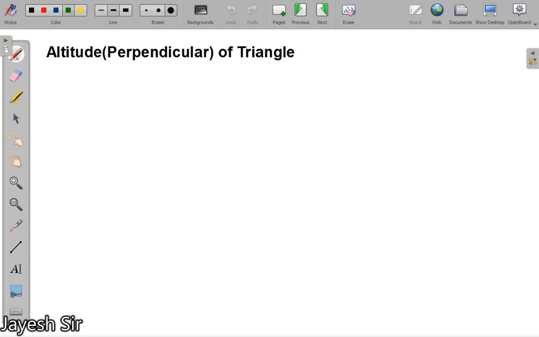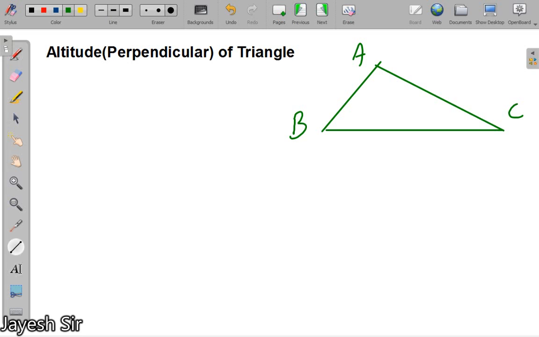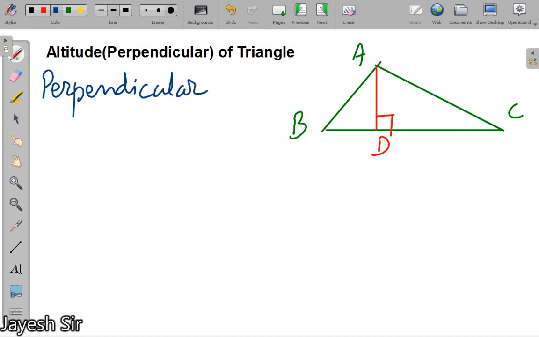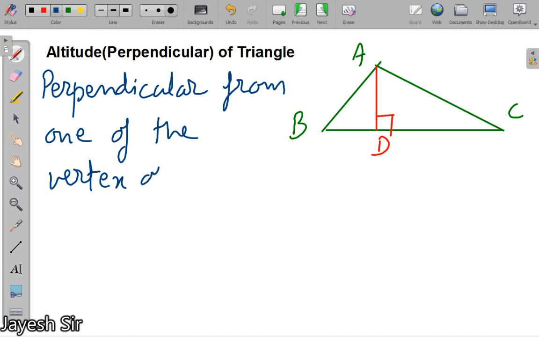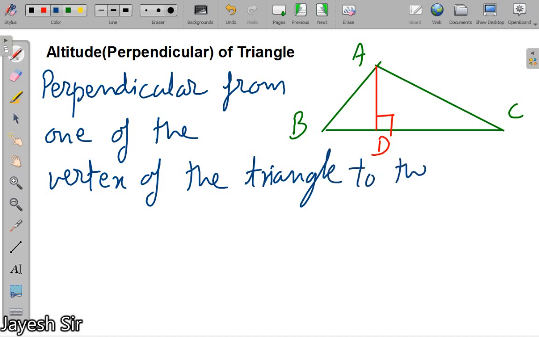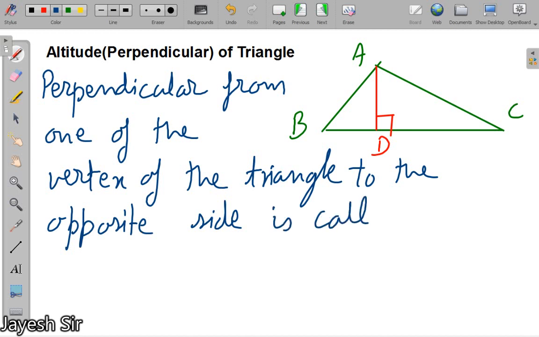Next is the altitude or perpendicular of a triangle. So what is the altitude or perpendicular of a triangle? Once again, let us draw a triangle. And I will draw a perpendicular from A here. Name it D. A perpendicular from one of the vertices of the triangle to the opposite side is called the altitude of the triangle.